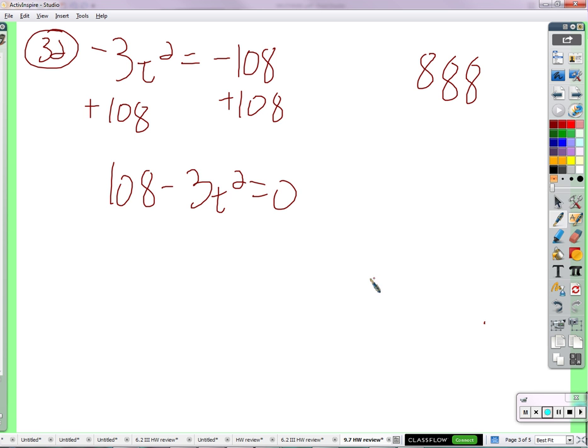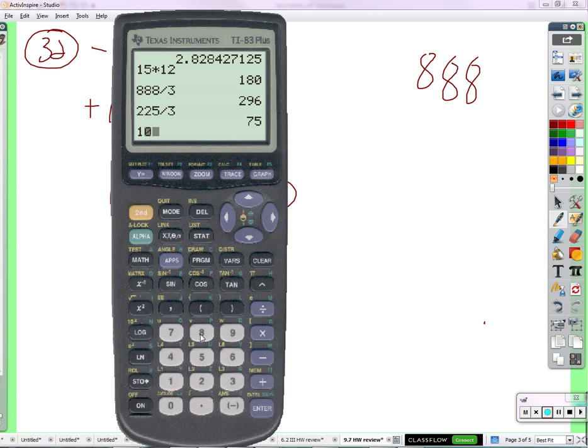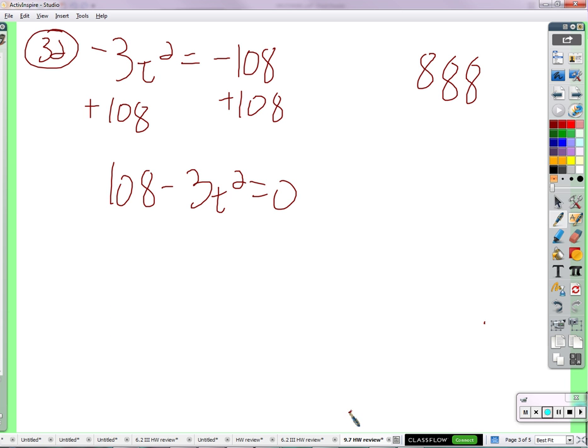Like 7 has one, but it's a lot more complicated. Anyway, here we go. 108 divided by 3. I guess we should have done that when we had the calculator out. 108 divided by 3 is 36.